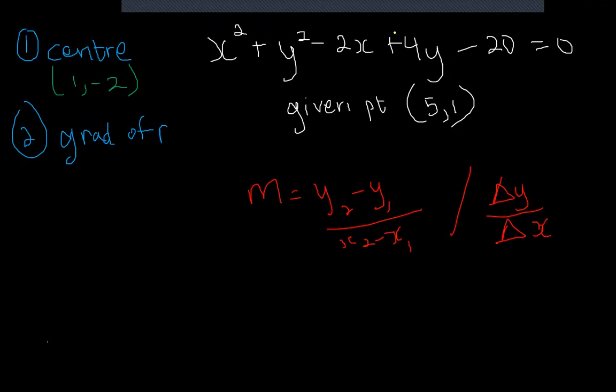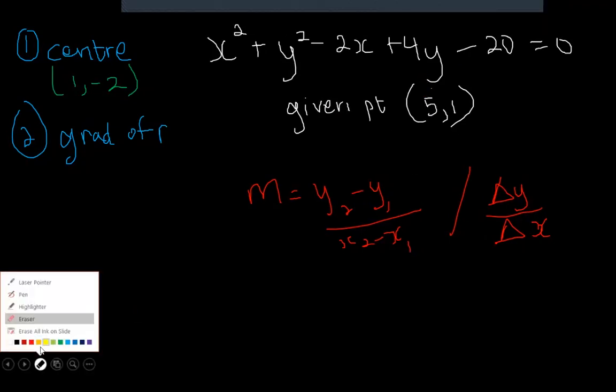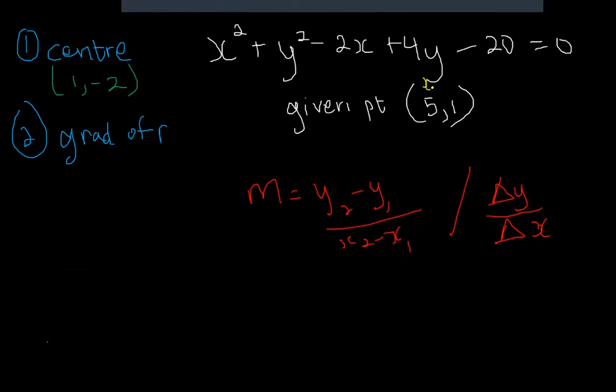Okay. So when finding the gradient of the radius, we remember we need to use the given point and we need to use the center. So I just want this one to be, oh no, that's not y. My bad. That would be x. I want this to be x2, this to be y2. I want this to be x1, and I want this to be y1. But remember, they're interchangeable. So this could have been your x2 and y2, and this as your x1, y1. It's your preference.